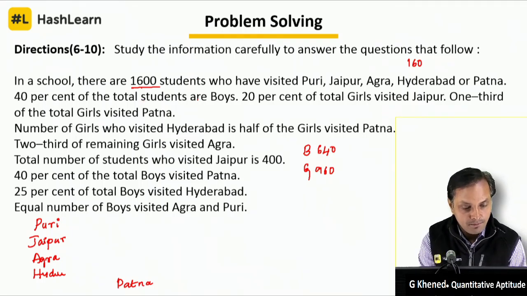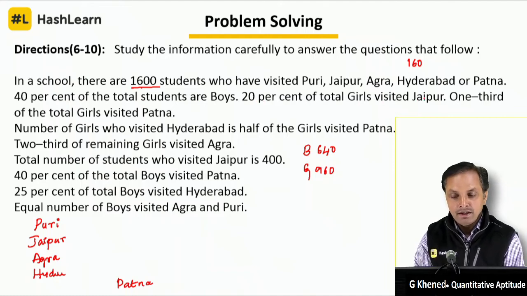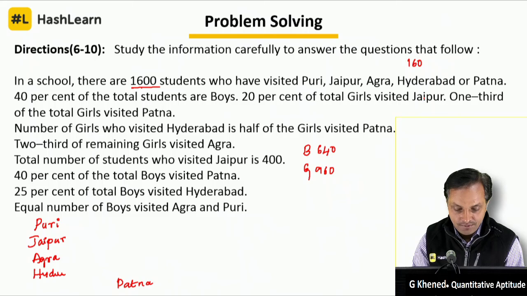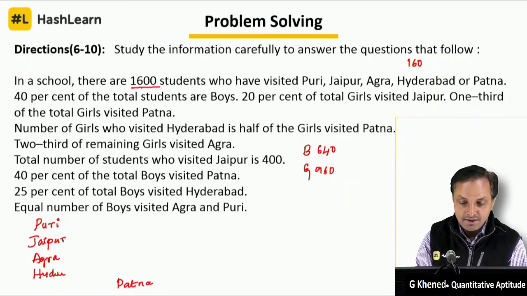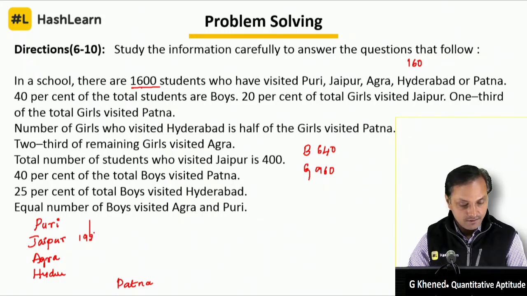40% of the students are boys. 20% of the girls visited Jaipur. So what is 20% of the girls? 10% is 96 and 20% will be Jaipur. I will write it here. 96 into 2 is 192 girls.